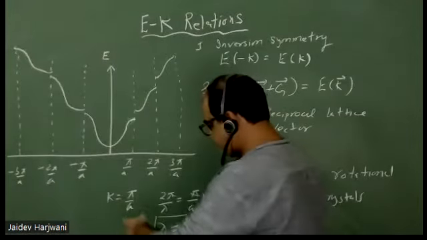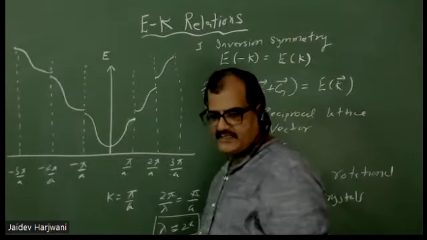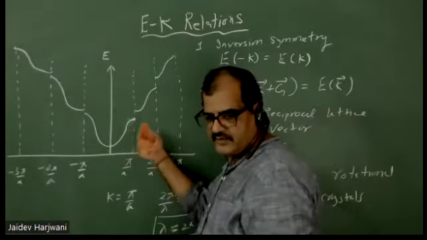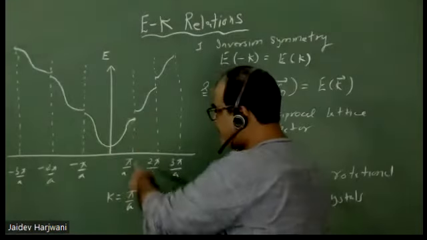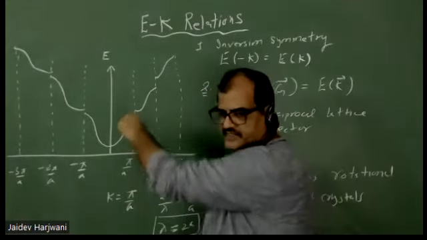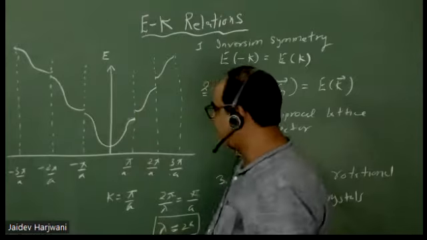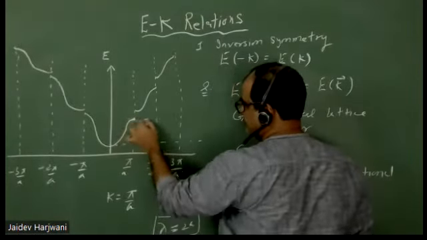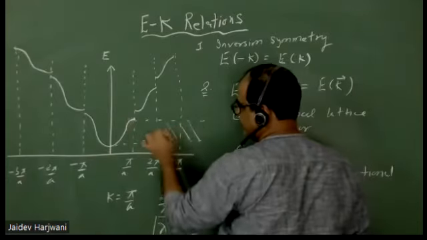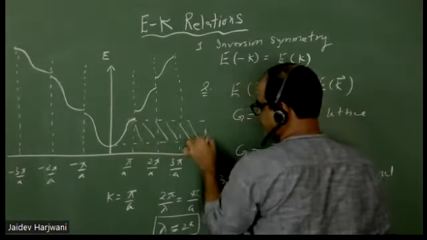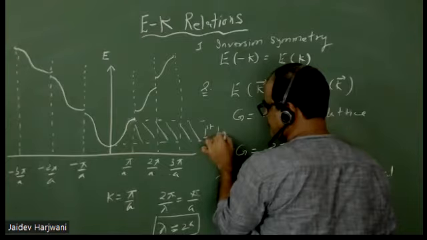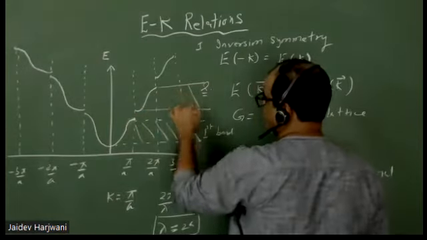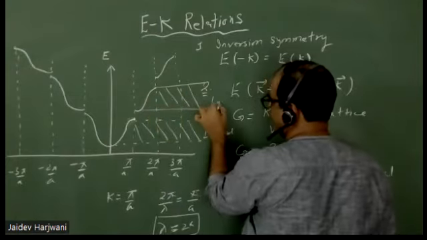So because diffraction is taking place, at that point we don't have any energy, so there is a break, and then we start again for the second band. So this is your first band. Similarly this is your second band and so on.